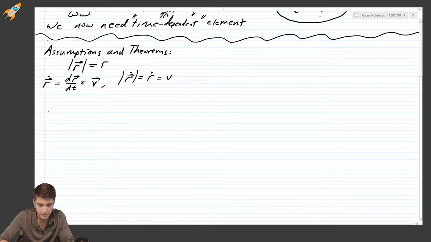And then lastly, r double dot, when you see two dots on top of the r, is the time derivative of r dot with respect to time, or the time derivative of velocity, which is acceleration. And, as always, to get the magnitude of the acceleration, we're just going to write it like this.